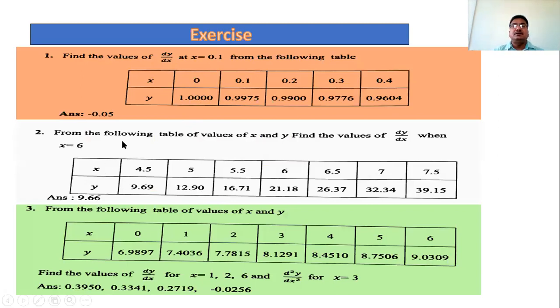And what is the second problem? Find dy/dx at 6. 6 is in the middle of the table, but it is present in the table. So write the particular formula. This is also a problem.